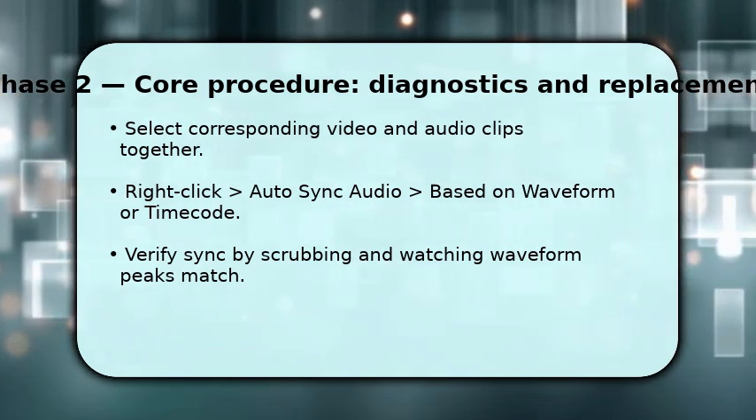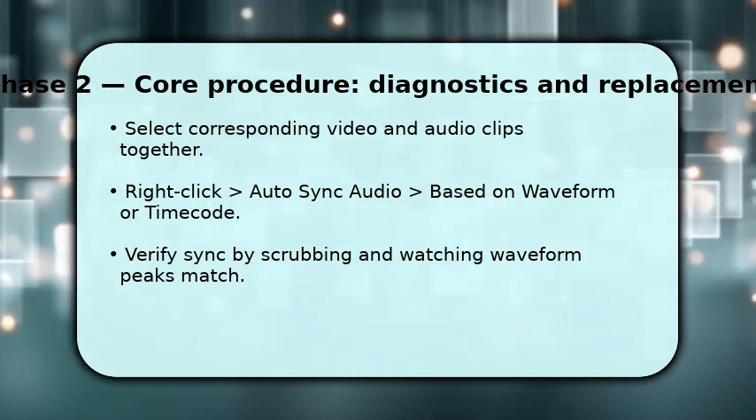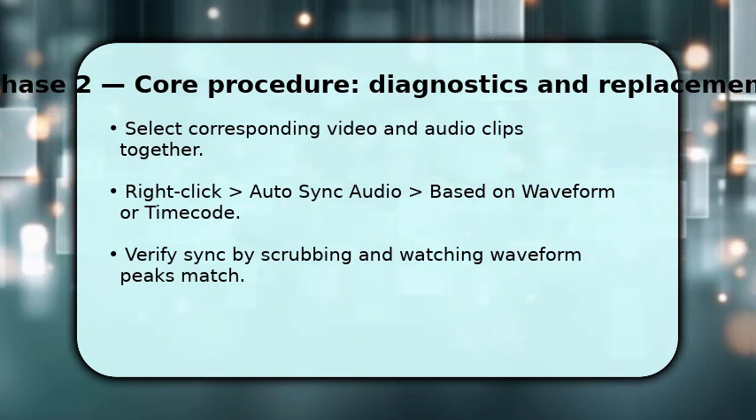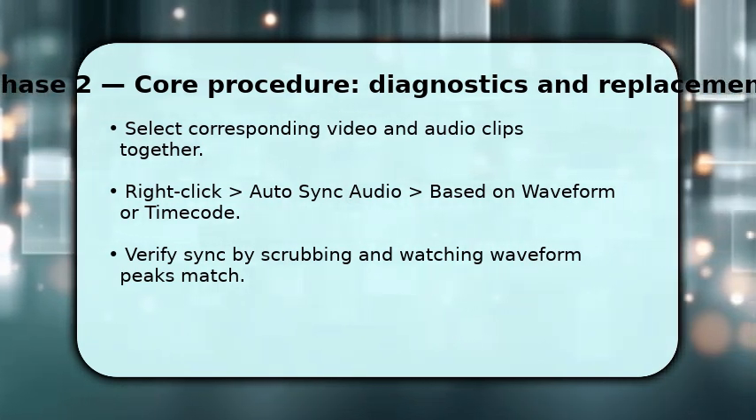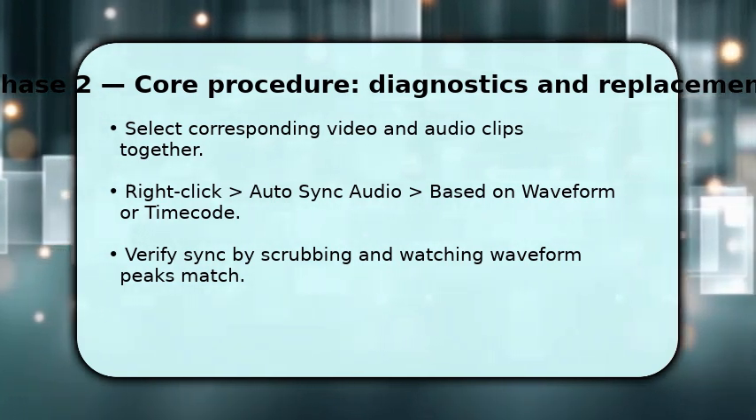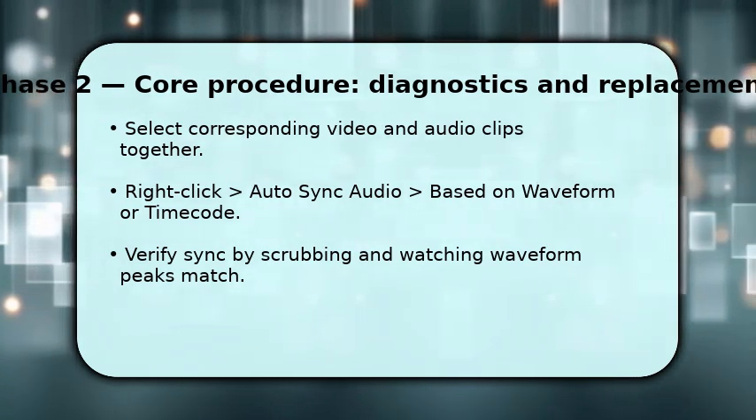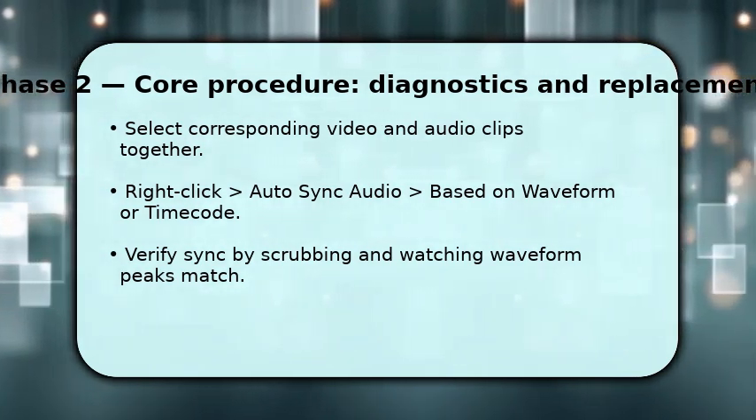Select the video clip and its external audio, then right-click and choose Auto Sync Audio. Pick based on waveform if you have a slate or loud transient, or timecode if both devices recorded matching TC. After syncing, play a few seconds and scrub to see if waveforms and lips move together. The method worked, and you're ready to tidy multi-clip groups.